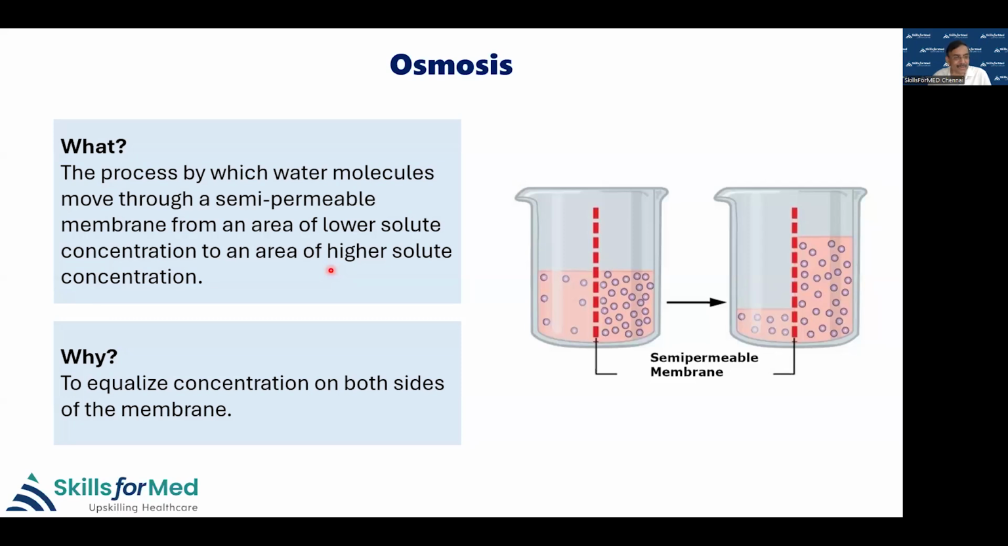It is the process by which water molecules pass through a semi-permeable membrane from an area of low solute concentration to an area of higher solute concentration. Solute is the solids, right? So the water will move to where there is higher concentration of solutes to balance the concentration in both the compartments. So this is to equalize the concentration of the dissolved particles on both sides of the membrane. Why are we talking about osmosis?